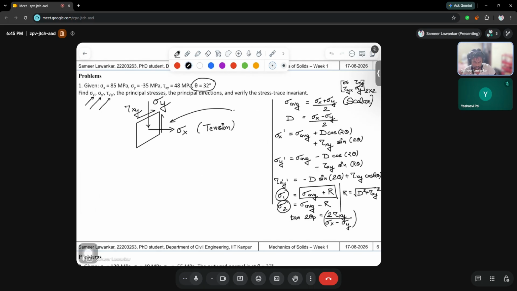Now let's try to solve this. Please solve for sigma x dash and sigma y dash using this formula and give me the answer. Use theta as 32 degrees. The derivation of these formulas will be explained in the subsequent lectures, how these formulas came about.